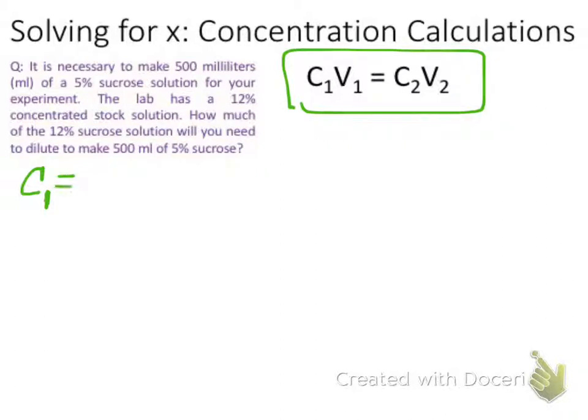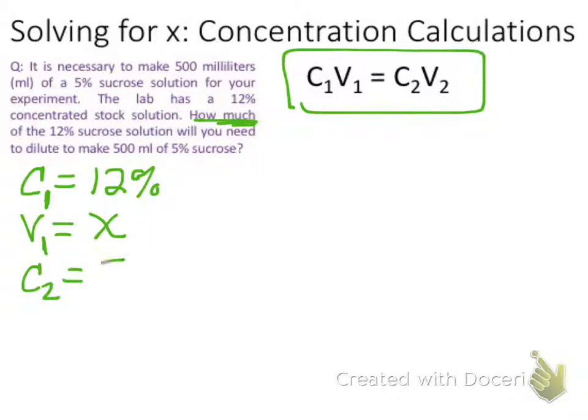So in our particular problem, if we're translating the word problem into an equation, the initial concentration of what we have is a 12% sucrose solution. The volume we need of that is actually what we're trying to figure out. How much? Much indicates a volume. So how much of the 12% solution do I need to dilute to make 500 milliliters of 5%? If we're continuing on, the final concentration, or C2, will be 5%, and the final volume that we need to make is 500 milliliters.